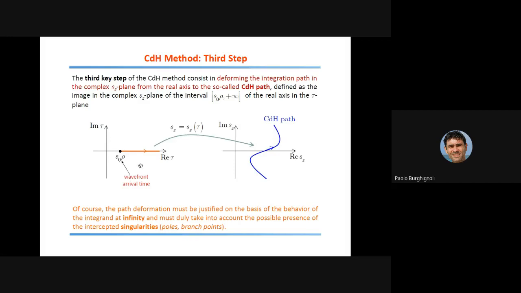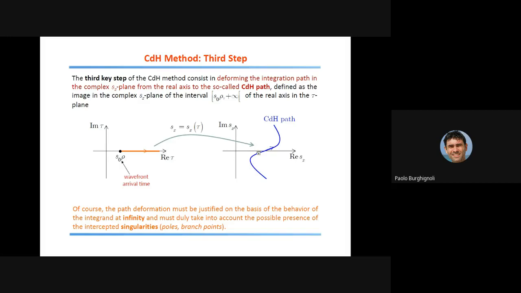Now, this time is equal to the space between the source and observer, so the radial distance rho, divided by the free space velocity, which is the same as the product of rho times the wave slowness, S0, okay? So there will be nothing before this wavefront arrival time, and so we will integrate in tau from this specific arrival time up to plus infinity. Okay, we wish to integrate in the Sx plane along the Cagniard-de Hoop path, which is the image of this orange portion of the real axis in the tau plane.